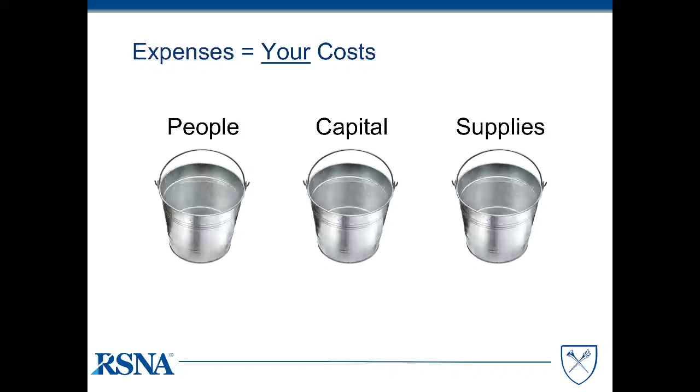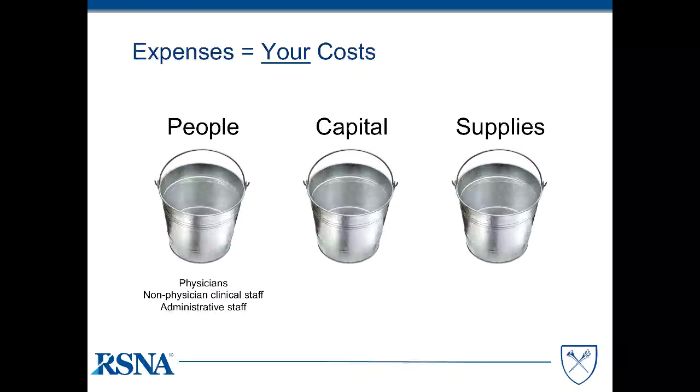Again, your expenses, the second line in that dummied-down bottom line equation I shared with you a moment ago, are your costs of doing business. And in a very simplified way, these can be placed into three different buckets: people, capital, and supplies. One of the most costly buckets for most businesses, and this certainly holds true in healthcare, is our people.